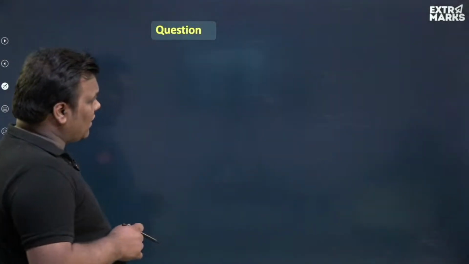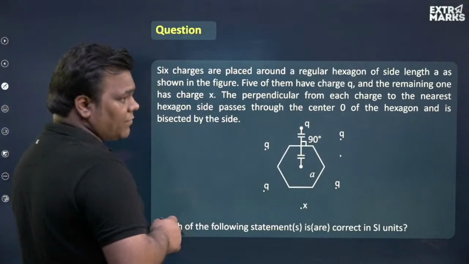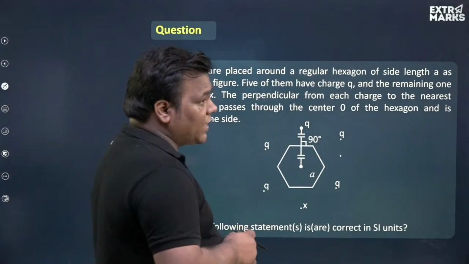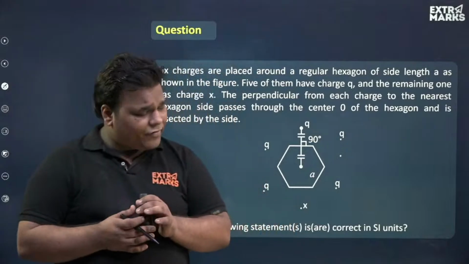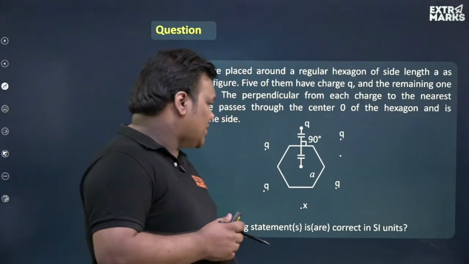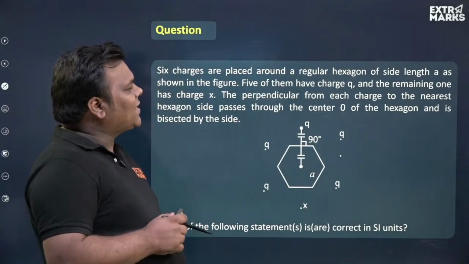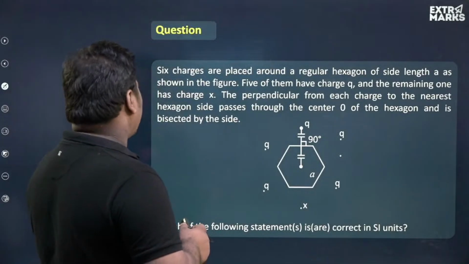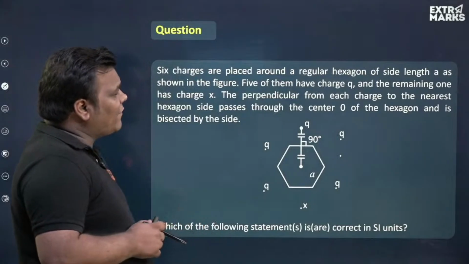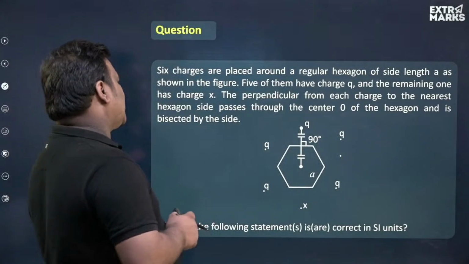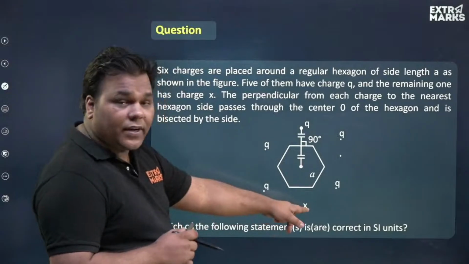That one, I think, again, more than one. Okay, that question is also from more than one. And this one is again a very beautifully crafted question, if I should say. 6 charges are placed around a regular hexagon of side length A as shown in the figure. 5 of them have a charge Q and the remaining one has charge X, the sixth one.